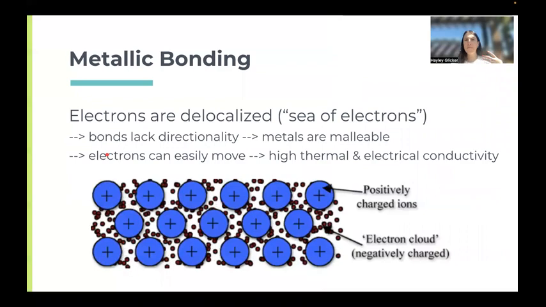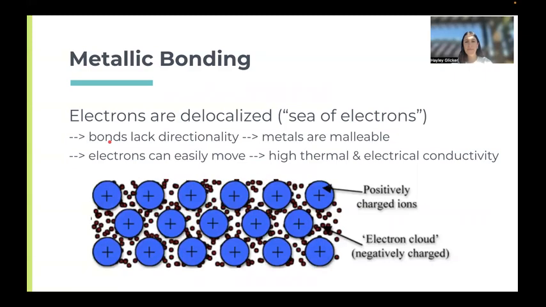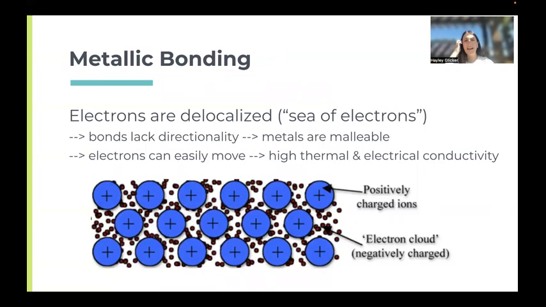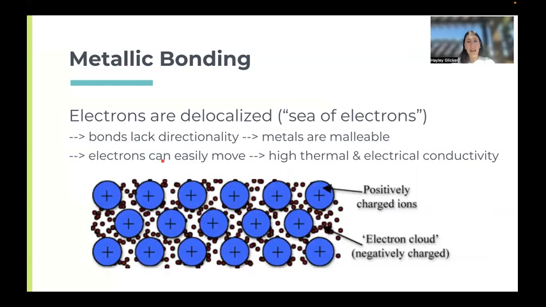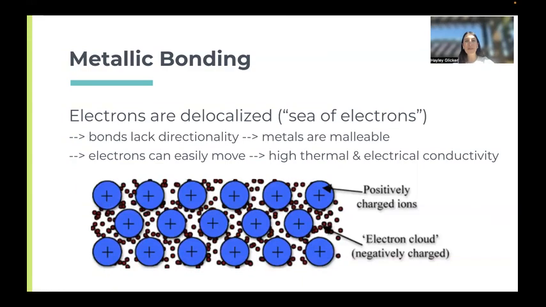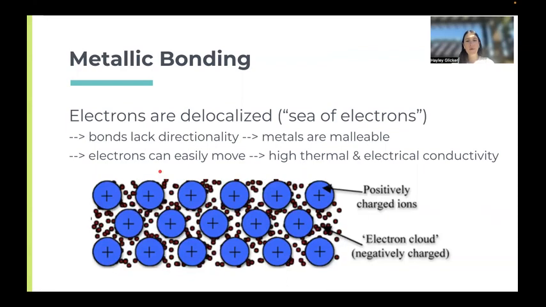So our metallic bonds, by that definition, means that the bonds lack directionality, which makes metals have a lot of different properties of being malleable. We're able to manipulate metals because they don't have bonds that are super structured. They lack directionality. And because electrons can easily move throughout, that makes them high thermal and electrical conductors. And if you think about wires and computers and different electric systems, they're all made up of different metals because metals are really good conductors of electricity because electrons are able to move freely throughout.